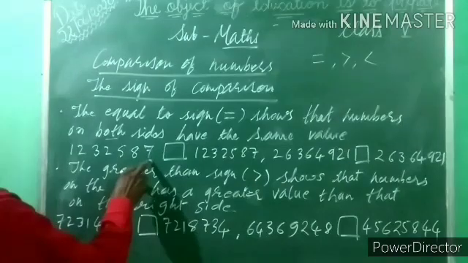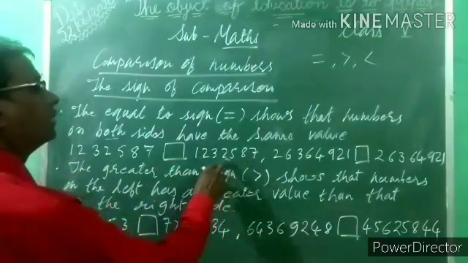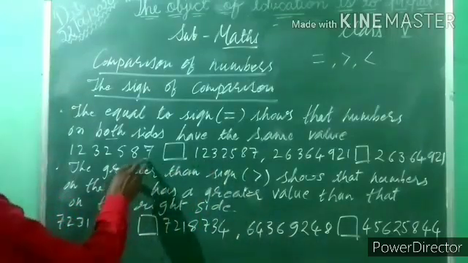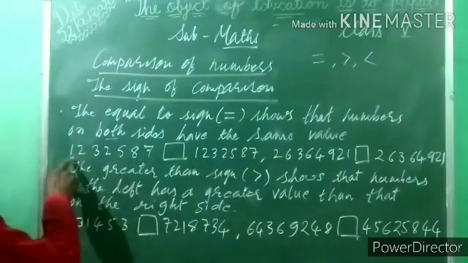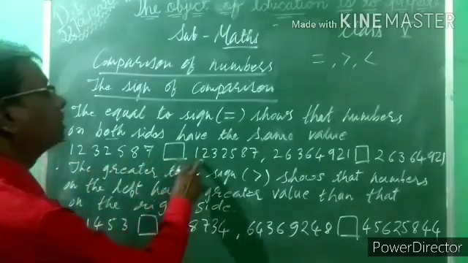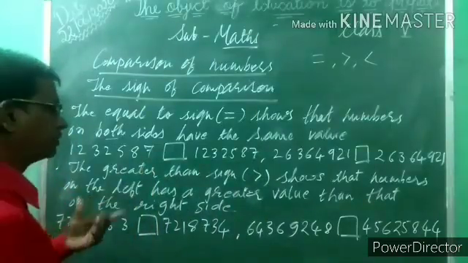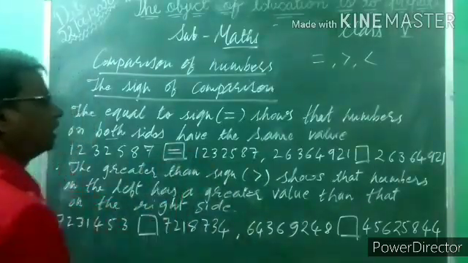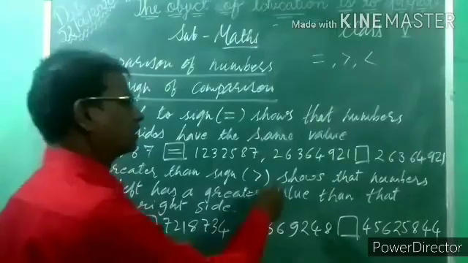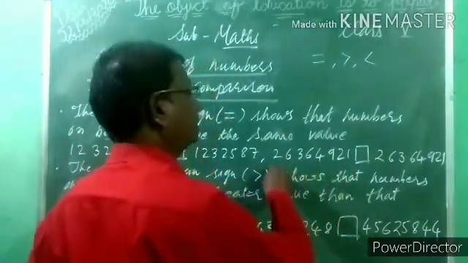Now, how many digit number? 1, 2, 3, 4, 5, 6, 7. Here also 1, 2, 3, 4, 5, 6, 7. After it: 1, 10, 100, 1000, 10,000, lakh, 10 lakh. 12 lakh 32,587. Here also 12 lakh 32,587. Both side numbers are the same. So that's why which sign do we have to put? Equal to sign. Understood?